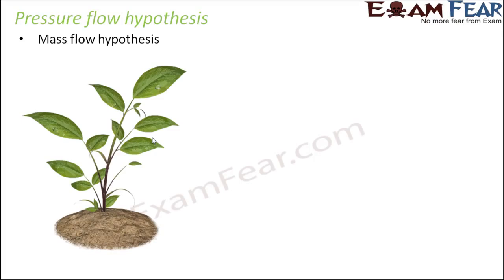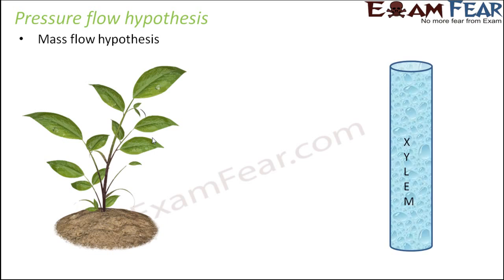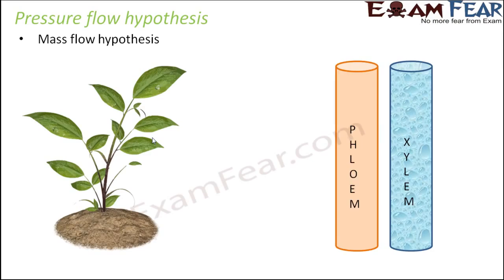So now let us try to understand the concept of pressure flow hypothesis. Now we already know that we have a xylem tube, which carries water. We also have a phloem tube, which carries the sap. We have a source, which is the leaves, which prepare the food by the process of photosynthesis, and we have a sink, where we need to transport the food materials to.